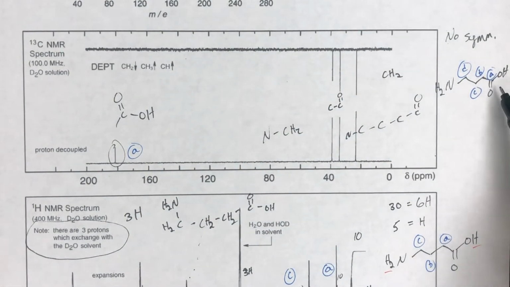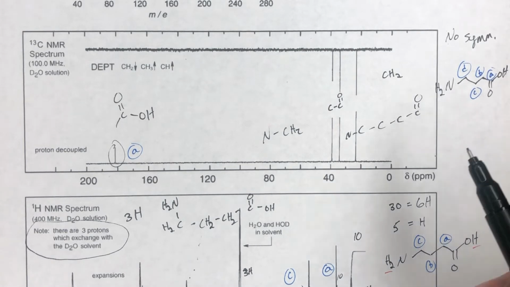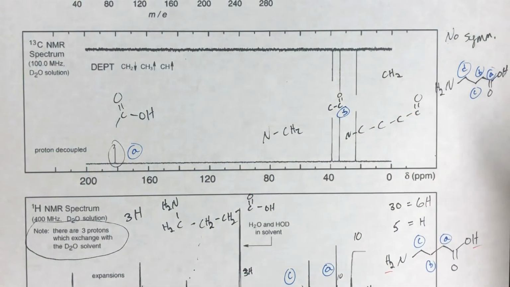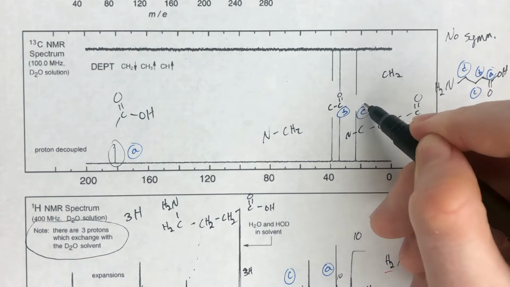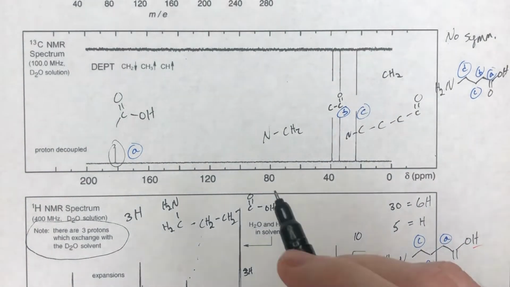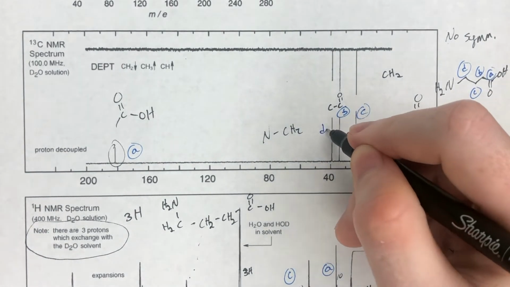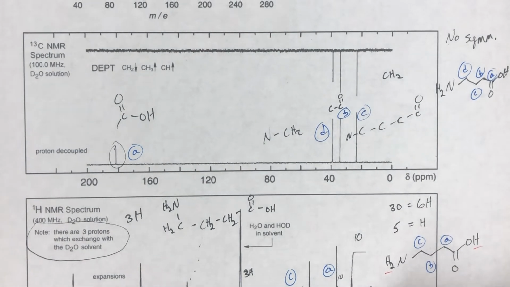B is bound to the carbonyl, so that is going to be the one in the middle here. C is stuck in the middle between the two CH2s, so that's the furthest upfield. And then lastly, we have D bound to the nitrogen, that is the furthest downfield. And that's how you solve this question.